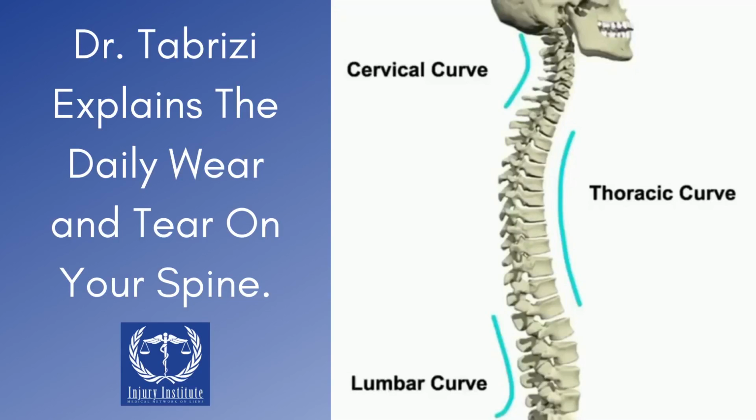When you look at the curvatures of the spine, what you see is three curves that are opposite and compensatory, and these are built and designed to be able to support the gravitational pull, prolonged sitting, prolonged standing, just daily wear and tear so that your body can handle and protect the spinal cord.